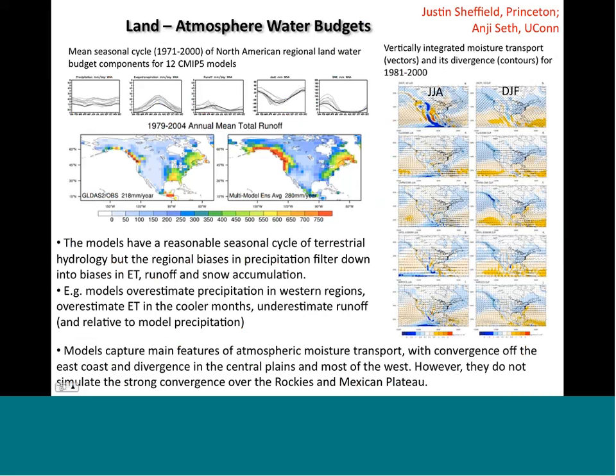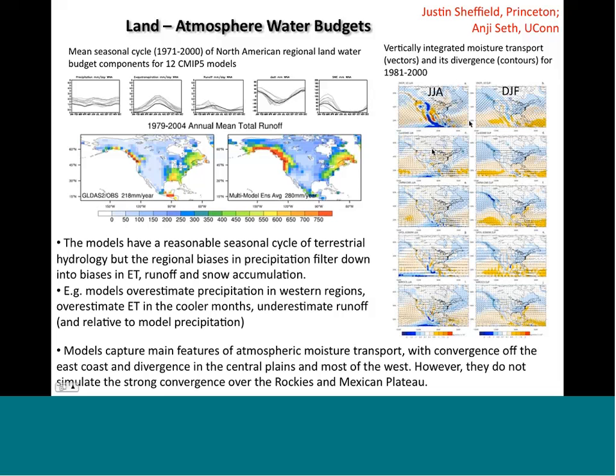So starting on the right here, this is the atmospheric side of that budget in terms of vertically integrated moisture transport. So that's the vectors on each of these maps. It's divergence or convergence, which is the contours in the shading. And again, we have the season split, so summertime now on the left and wintertime on the right. And then the top row is the observational estimates from the 20th century reanalysis.